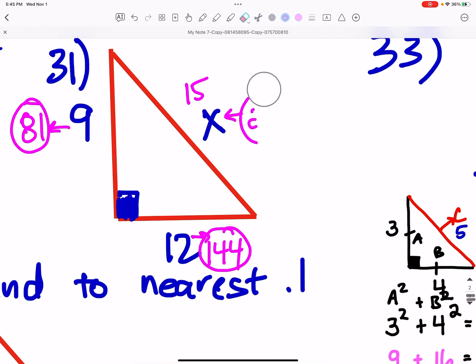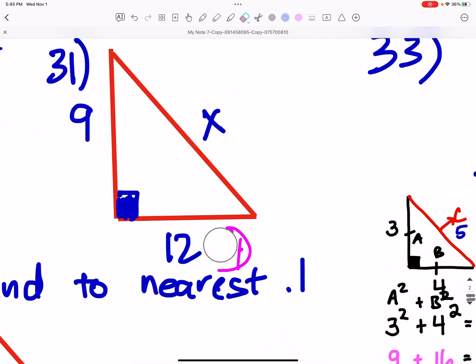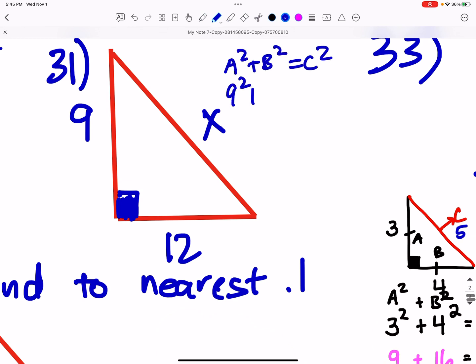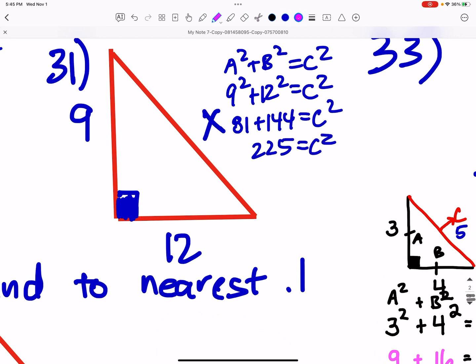Let's see. A squared plus b squared equals c squared. 9 squared plus 12 squared equals c squared. 81 plus 144 equals c squared. 225 equals c squared. I take the square root to get rid of the second power. Take the square root. And c equals 15.